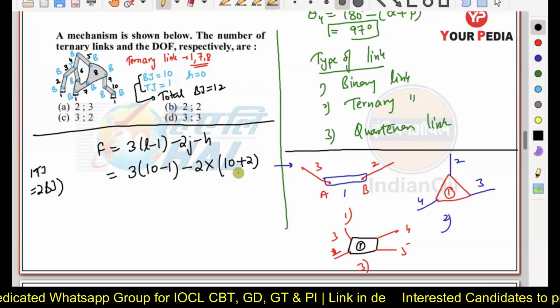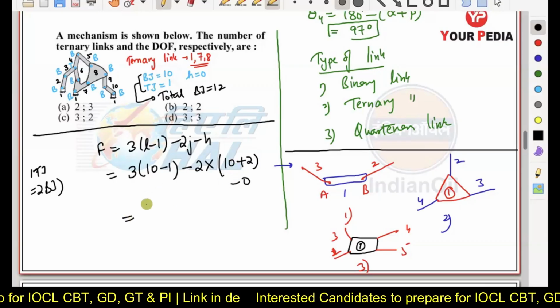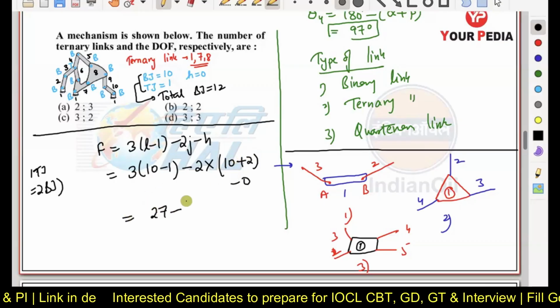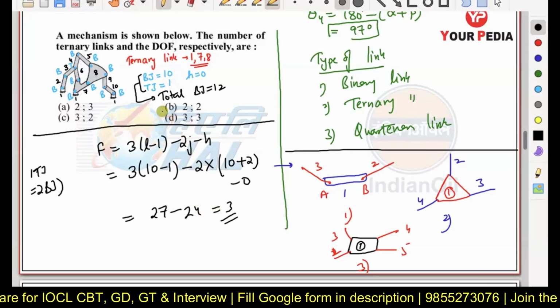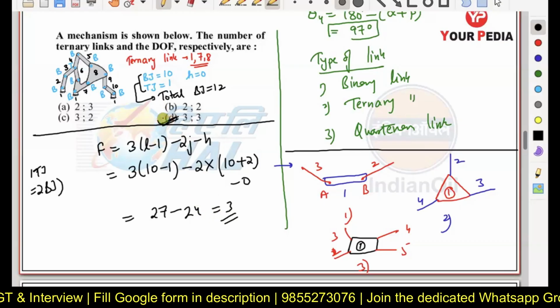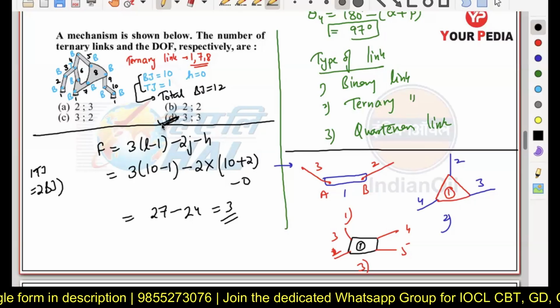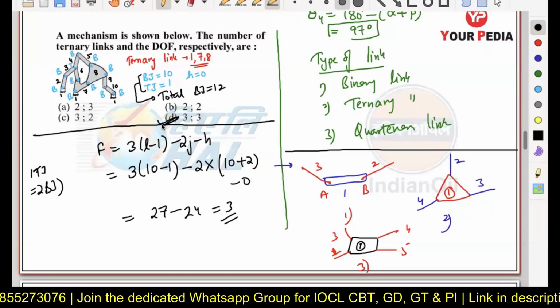Okay, now, and higher pairs are 0. So I can write 27 minus 24. So the corresponding degree of freedom is coming out to be 3. So 3 will be the correct answer here. 3 ternary links, 3 degrees of freedom will be there.